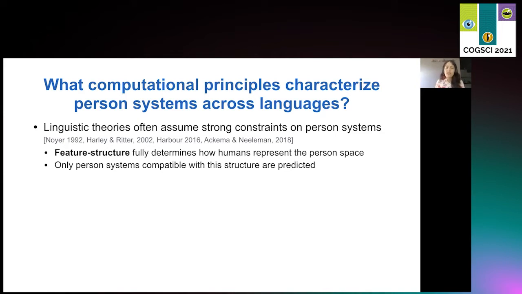Now, different theories vary on what specific set of features they propose, but one challenge they all face is to strike a balance between overgeneration, which is failing to capture typological tendencies, and undergeneration, which is ruling out as impossible systems that are actually attested. Just to give you an example of this struggle, we can look at how linguistic theories account for a well-known typological observation, which was made by Zwicky in 1977.